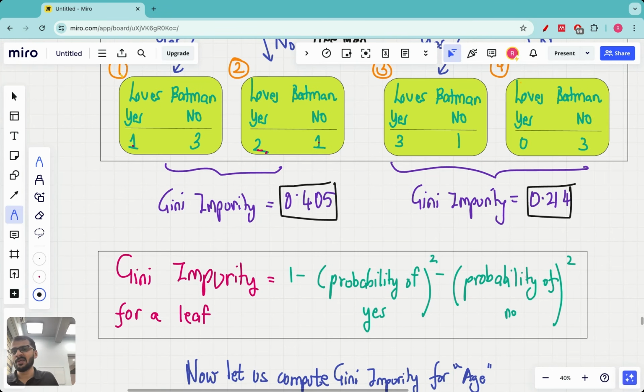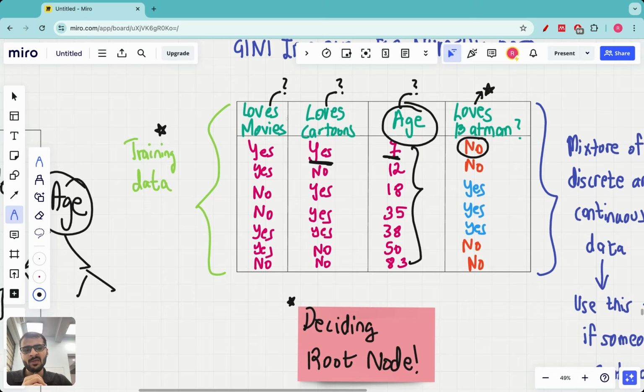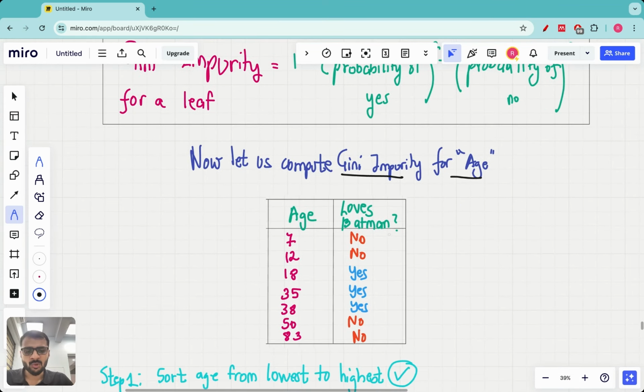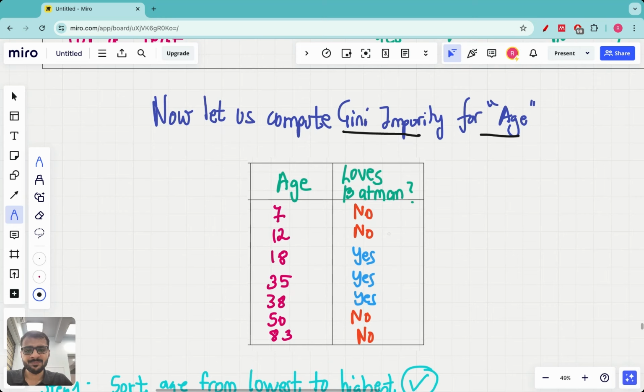In fact, age is a bit different than the other questions. Because for loves movies and loves cartoons, the answer is either yes or no. But age is a numerical feature. It takes numerical values 7, 12, 18, 35, 38, 50, 83, etc. So the procedure for finding the Gini impurity for numerical features like this is a bit different. Let me walk you through the procedure right now.